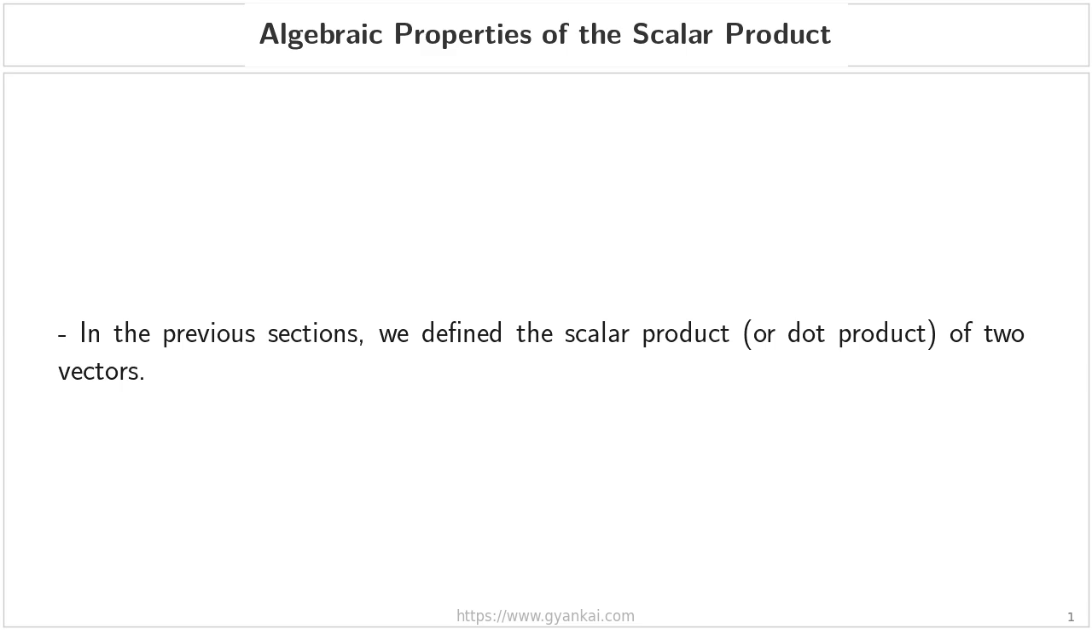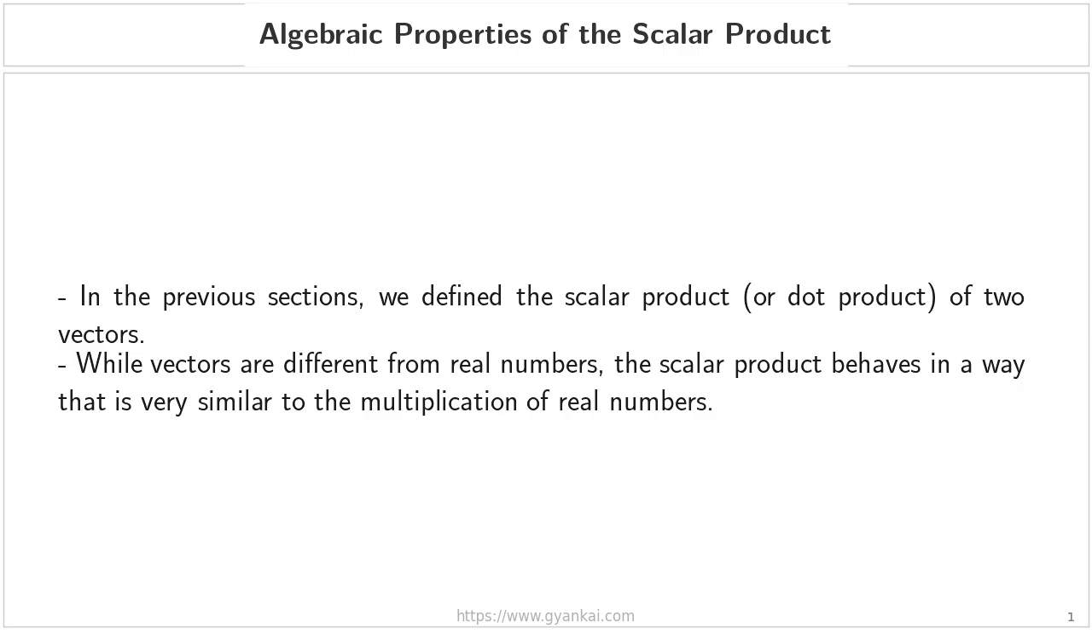Welcome, everyone. Before we dive into today's lesson, let's take a moment to recap. In our previous sessions, we established the fundamental definition of the scalar product, which you might also hear referred to as the dot product of two vectors. Now, it is important to remember that while vectors are fundamentally different from real numbers, because they possess both magnitude and direction, you will find that the scalar product behaves in a remarkably similar way to the multiplication of real numbers. This similarity is what makes our work much more intuitive.